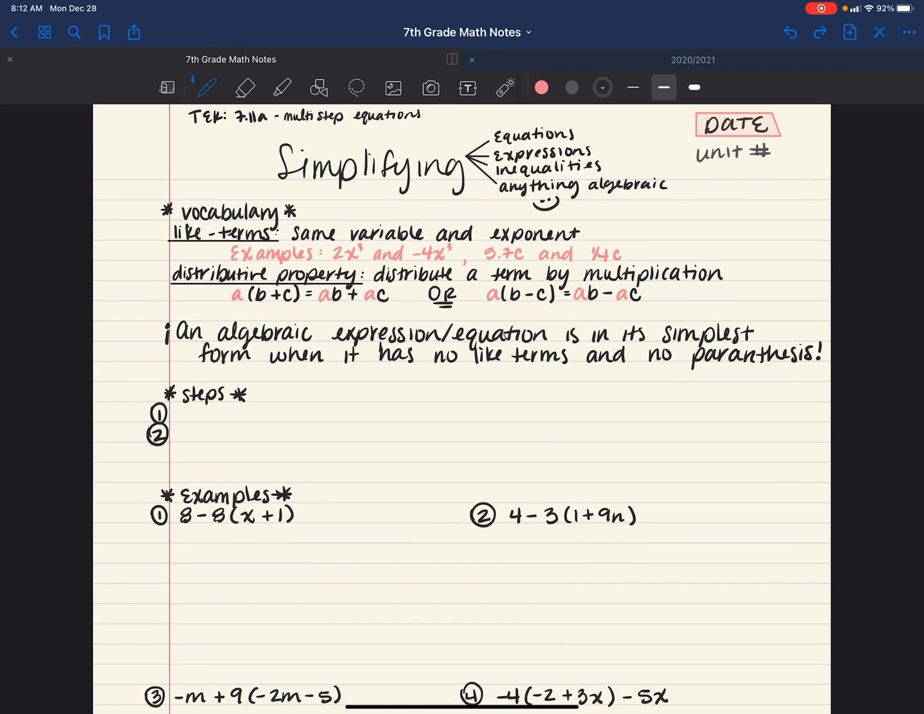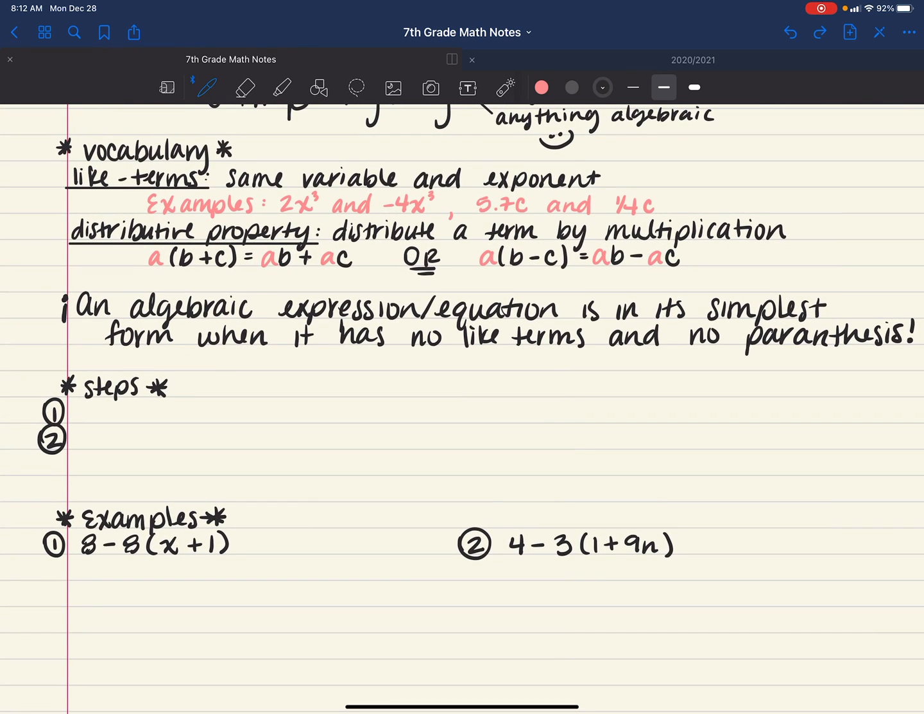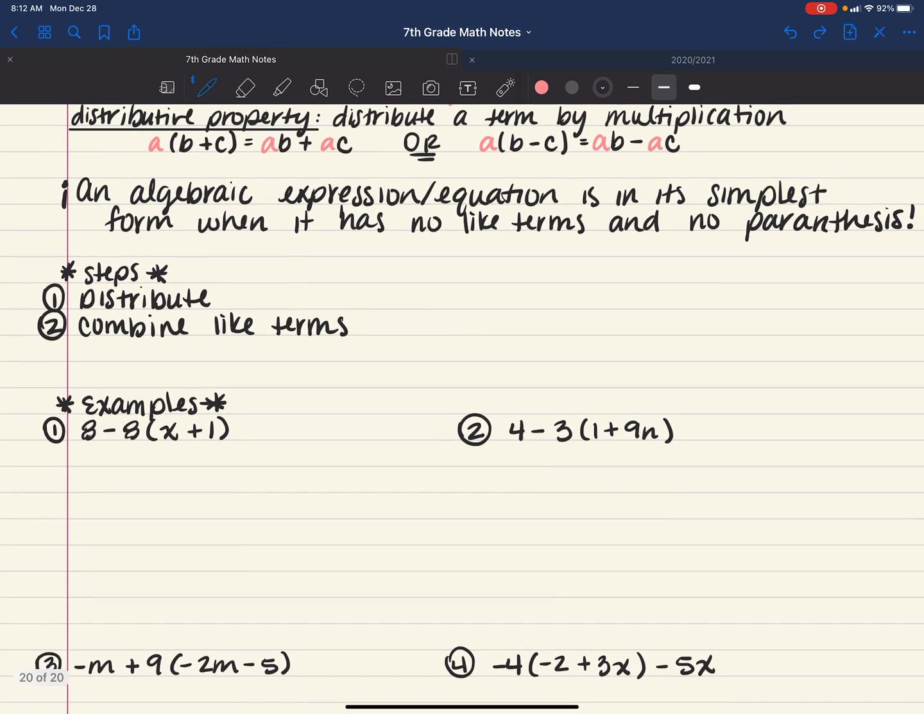But what we need to keep in mind is that an algebraic expression or an equation, anything algebraic, is in its simplest form when it has no like terms left and no parentheses. So we need to do everything we can to get rid of those 2 things. And once we do, it's in its simplest form, which is why we only have 2 steps here. First, we're going to distribute. So we're going to do multiplication. If I see parentheses, I know I'm multiplying something. Then I will combine my like terms. Let's go through some examples so you know what I'm talking about.